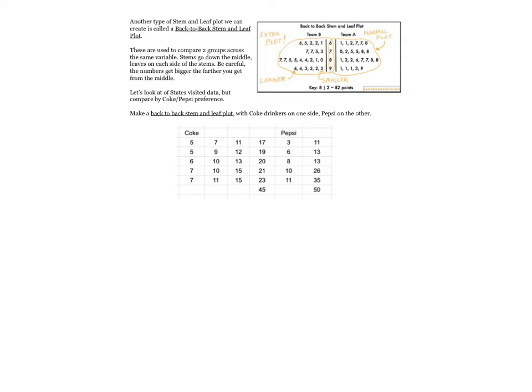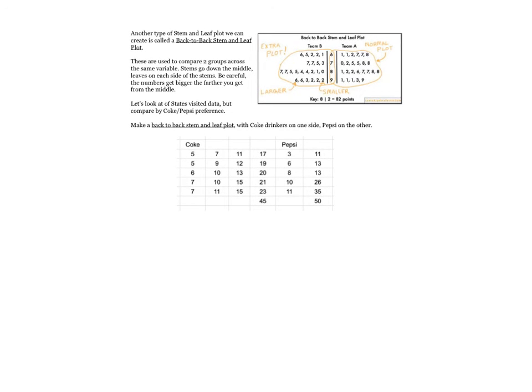There's one more stem and leaf plot, and this is called a back-to-back stem and leaf plot. And these are used to compare two groups across the same variable. Okay, stems go down the middle, and then we put the leaves on each side of the stems. Be careful when you're reading these, because the numbers get bigger the further you get from the middle.